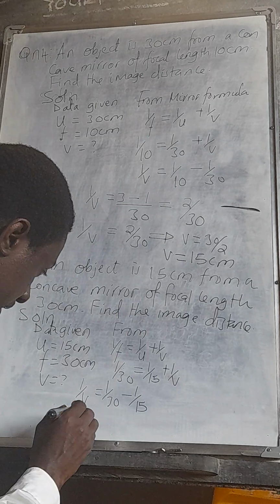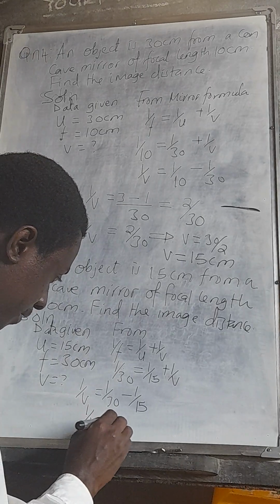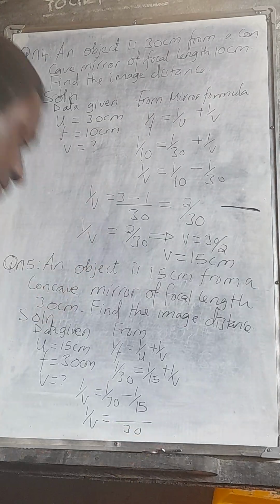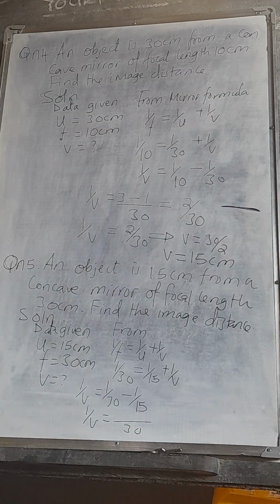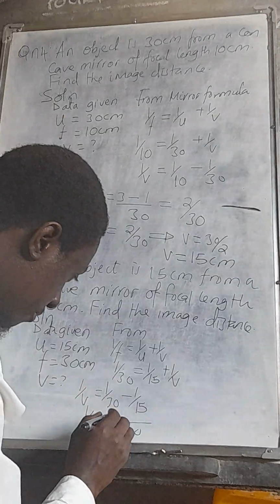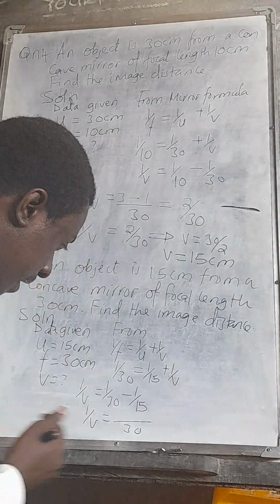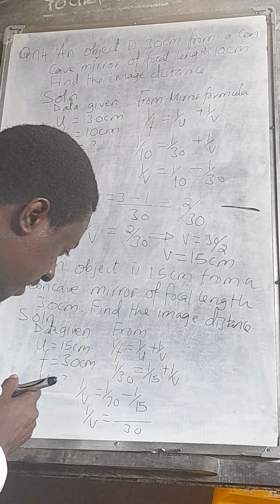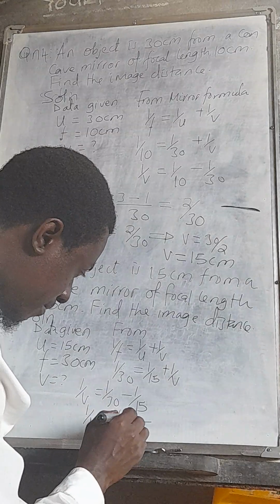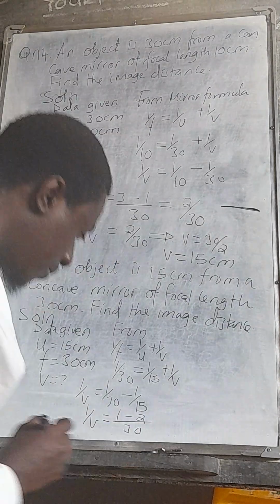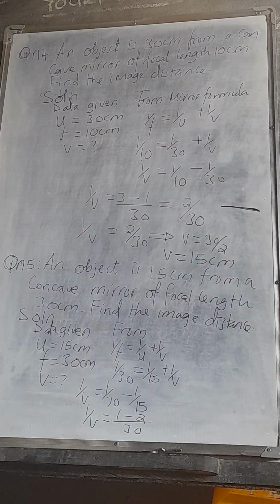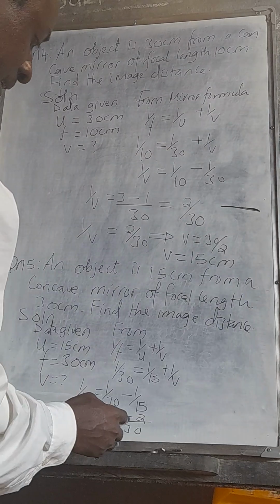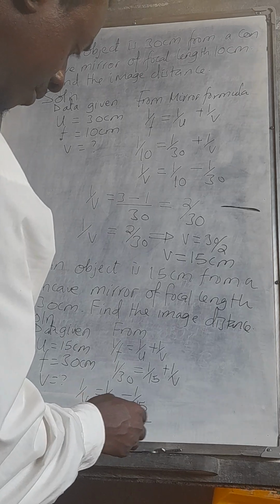Now it will be 1 over v is equal to 1 over 30 here. Now 30 divided by 30, you get 1. 1 times 1, get 1. So here 30 divided by 15, it will be 2. 2 times 1, 2. So you may get 1 over v is equal to 1 minus 2 over 30.